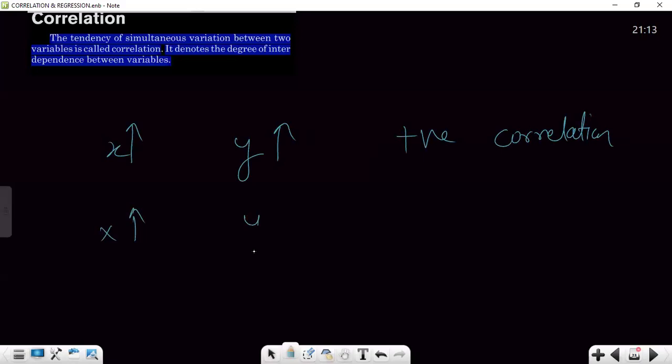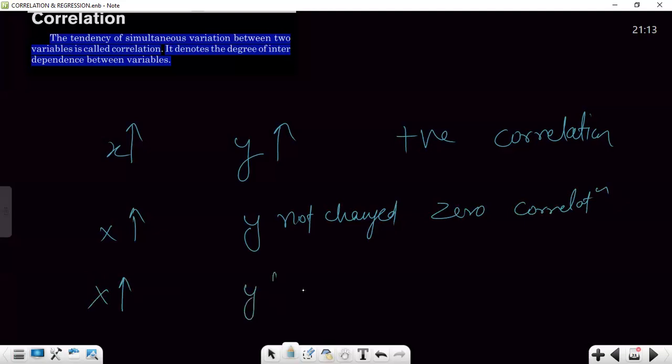Let's say there are two variables, X and Y. If I increase X, then Y is also increasing. So that's an example of positive correlation. If I am increasing X, then Y is not changed. Then it's an example of zero correlation. If I increase X and Y decreases, then it's an example of negative correlation.